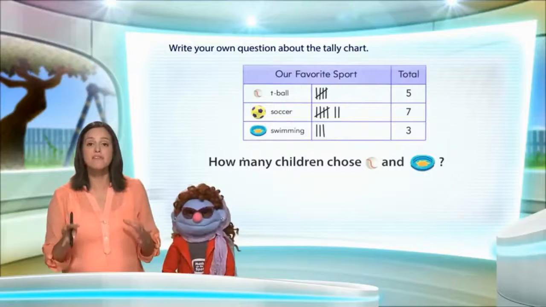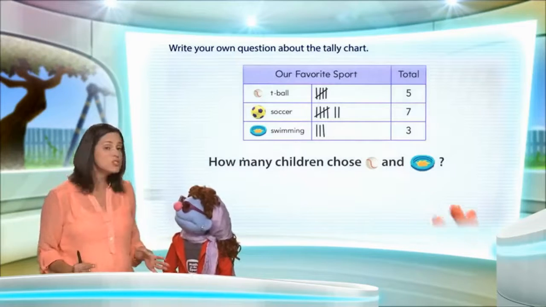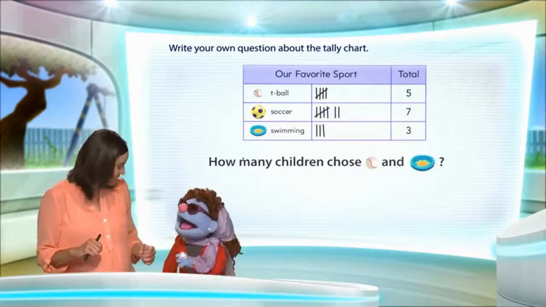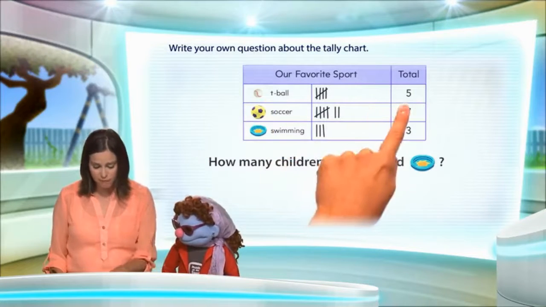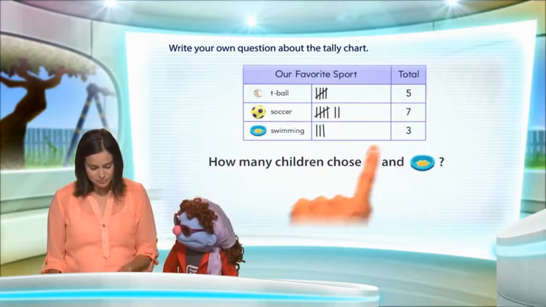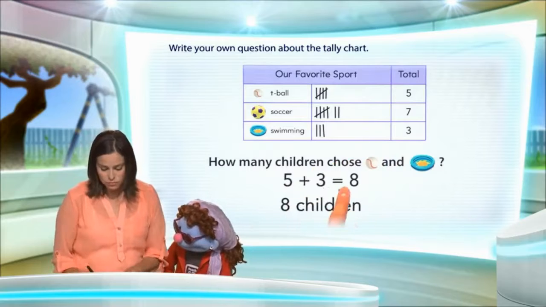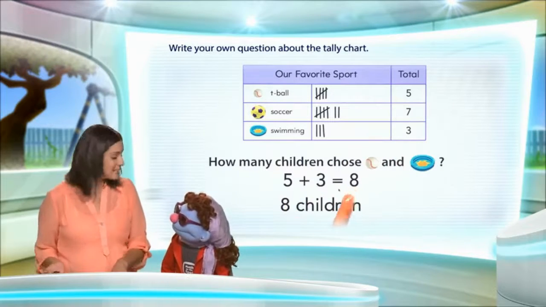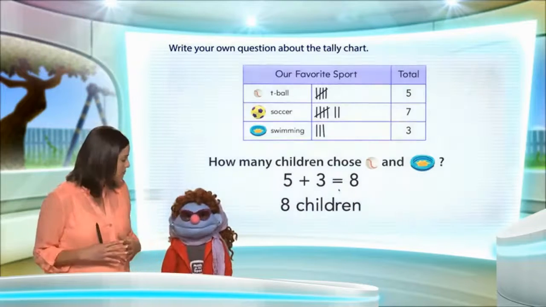Okay, now if we're trying to find the number of children who chose t-ball and swimming, that means we have to add. So where is my t-ball? Here's my t-ball. 5 children plus 3, right? is equal to 8. So 5 plus 3 equals 8. 8 children chose t-ball and swimming.